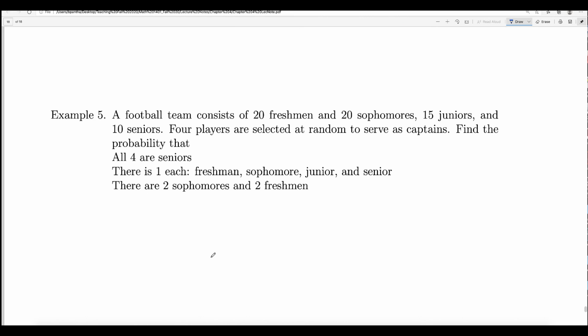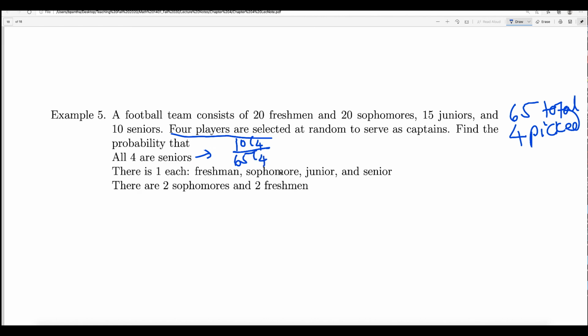And the very last problem: a football team consists of 20 freshmen, 20 sophomores, 15 juniors and 10 seniors. 4 players are selected. Again 4 are selected. Find the probability that all 4 are seniors. How many are in total? 20 plus 20 is 40, plus 15 is 55, plus 10 is 65. So 65 total. And 4 students are selected, right? How many seniors are there? 10. So 10C4 over 65C4 is the answer for that.